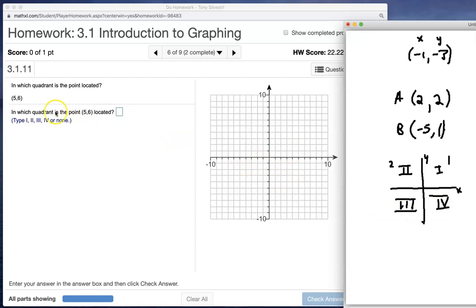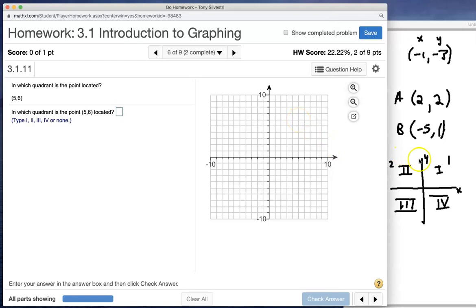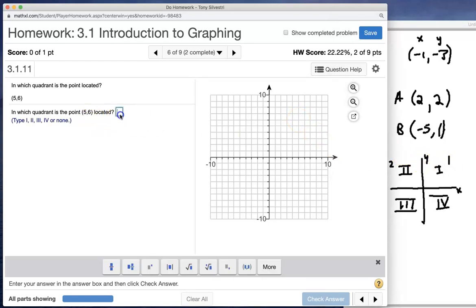So which quadrant is the point 5, 6? Well, 5, 6 would be 1, 2, 3, 4, 5, and then we got to go up 6. 1, 2, 3, 4, 5, 6. That would be the point right there. That point would be in the 1st quadrant. And you don't type 1, type I, capital I. That's Roman numeral.